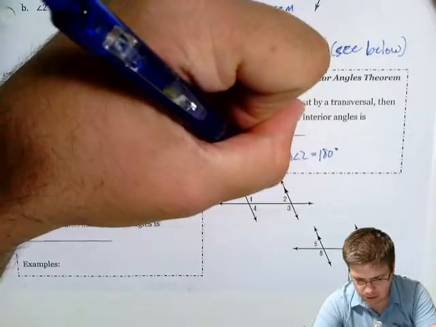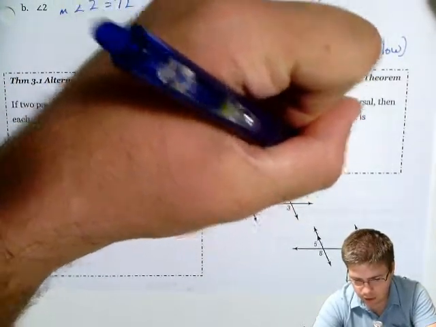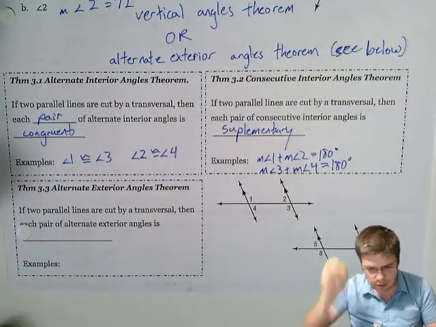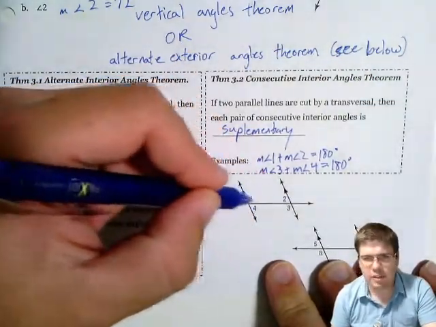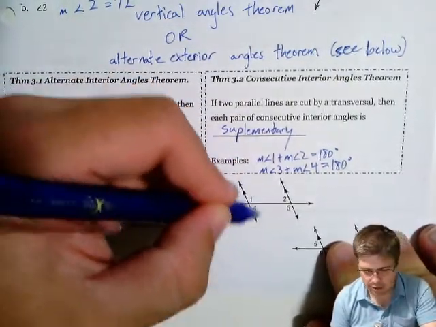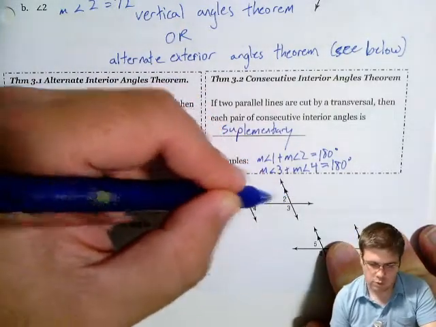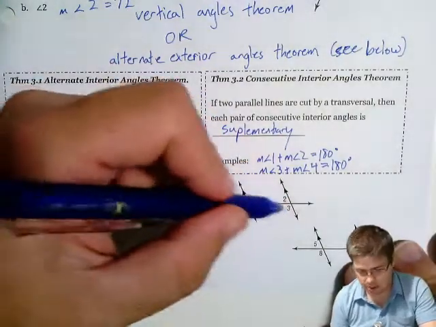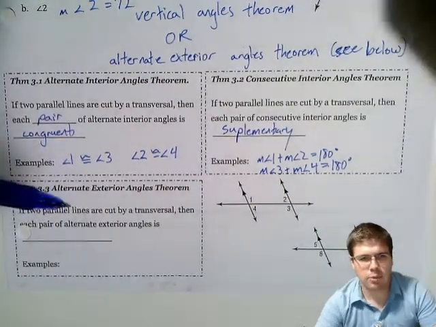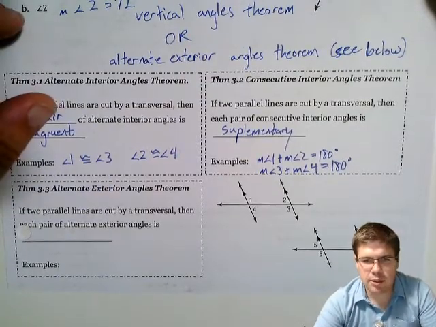And then we could also say it with 3 and 4. The measure of angle 3 plus the measure of angle 4 will add up to be 180 degrees. So this pair is supplementary. If these two are supplementary, so 1 and 4 are supplementary, and if 4 is congruent to 2, then 1 and 2 are supplementary, as well as 3 and 4 add up to be 180 degrees.